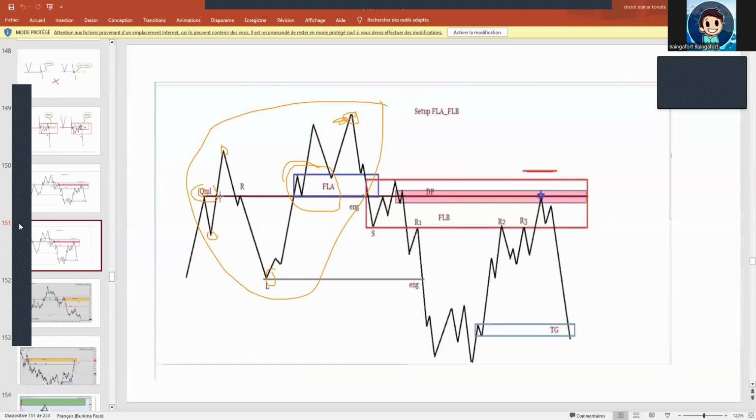So the first is a king, like a flag, aligned with a Quasimodo level. The difference is that this one gives more confluence and probability for the success of the setup. It is not just a resistance that the price has broken to create the flag E. No, it is a Quasimodo structure level that the price has broken.